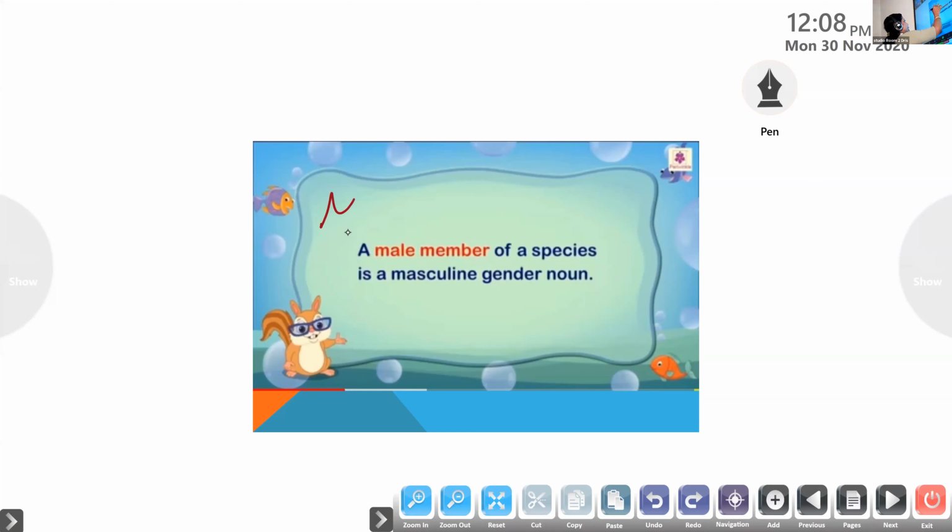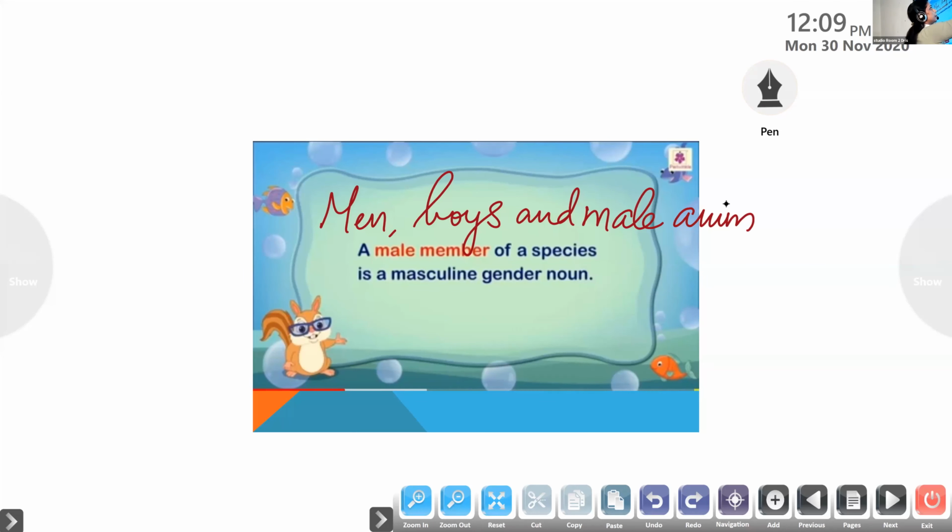Men, boys, and male animals and birds refer to masculine gender. Is that clear? So you know what our masculine gender is now. Men, boys, and male animals and birds refer to masculine gender.